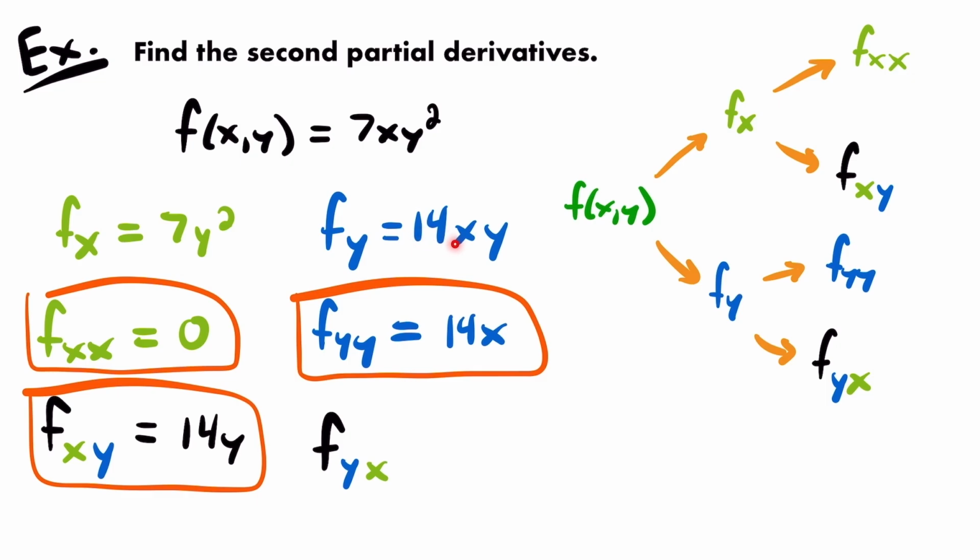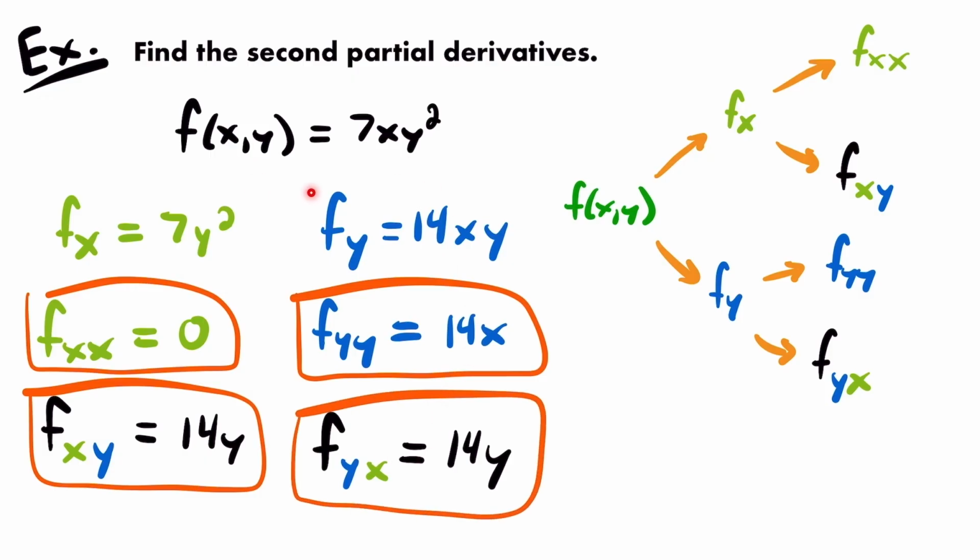And so just like 14x was the coefficient of y to the first power, you can think of 14y as being the coefficient or the constant multiplied by x to the first power. And the derivative of x to the first power is just equal to its coefficient. So just think of it as that x disappearing, and then 14y is your derivative. All right, so the derivative of fy with respect to x is 14y. That is the last second partial derivative for this multivariable function. Okay, and so now we're done.